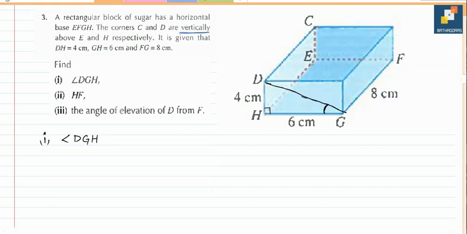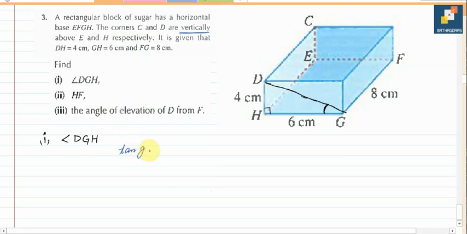Now you can find angle G very easily by using tan. So tan angle G is equal to opposite divided by adjacent. 4 upon 6, basically 2 upon 3, right? So 2 upon 3 is 0.667. So G is equal to tan inverse of 0.667. So tan inverse, it's 33.7 degrees. That is the answer of the first part, right?